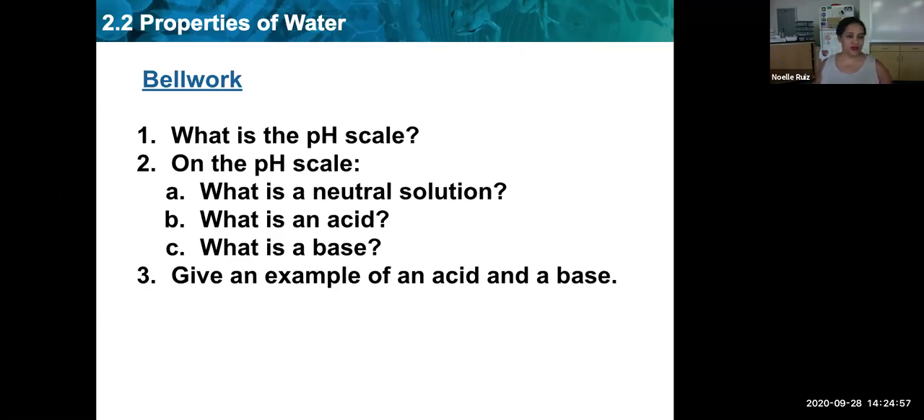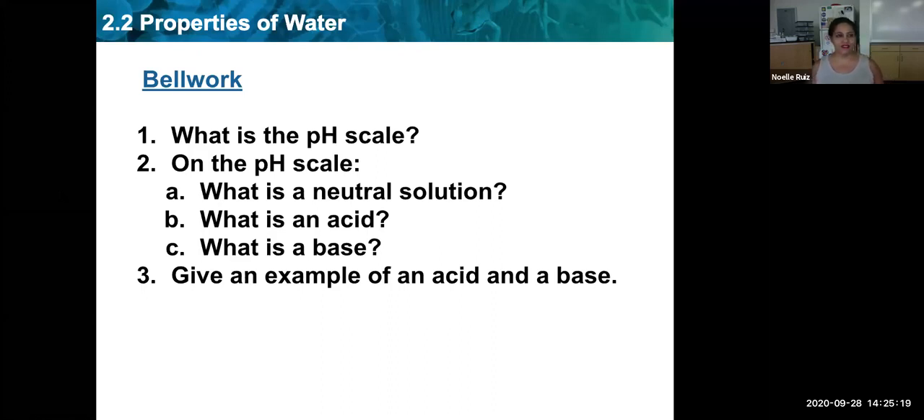All right, so who looked up what is a neutral solution? What number on the pH scale is a neutral solution? 7, very good, Angelina. What about an acid? It's a range, but do you know what numbers between 0 and 14 are acids? 0 to 6, very good.